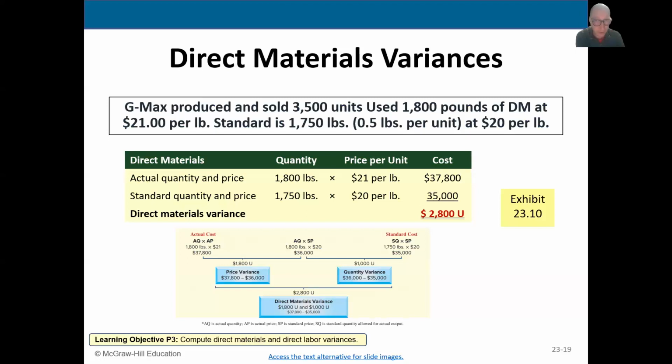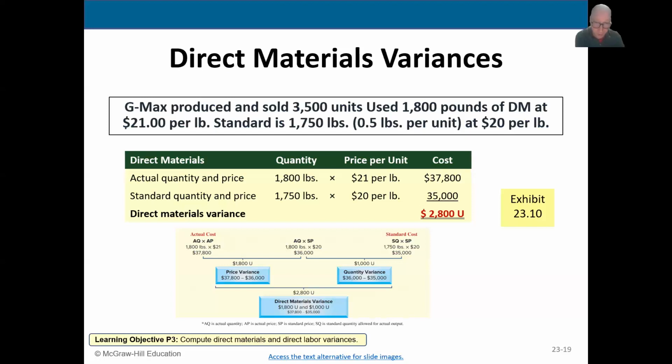So let's calculate these costs. We take the actual quantity times the actual price. Actual quantity, 1,800 pounds of wood. Actual price per pound is $21, giving me an actual cost of the wood of $37,800. Now, what about my standard? Remember, the standard is like the budgeted amount, what I normally pay. I normally purchase 1,750 pounds of wood at $20 a pound. That gives me a standard cost of $35,000. That's what I budgeted for. So that means I have a direct materials variance of $2,800 unfavorable.